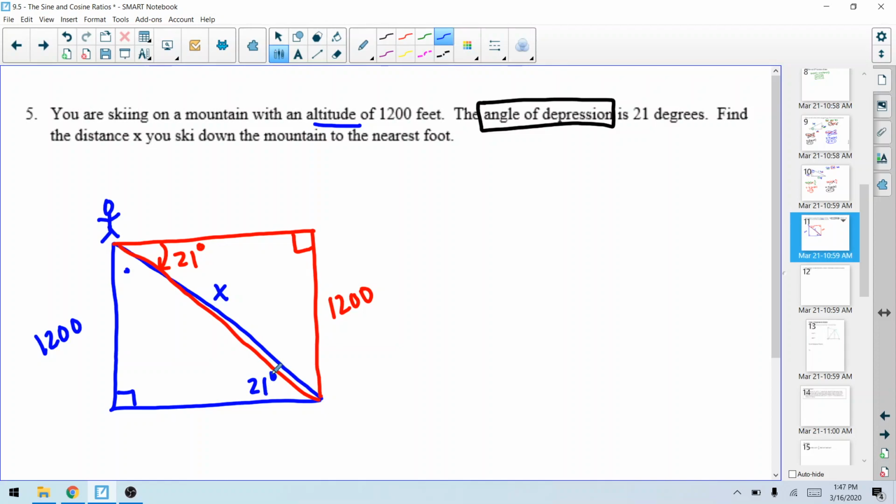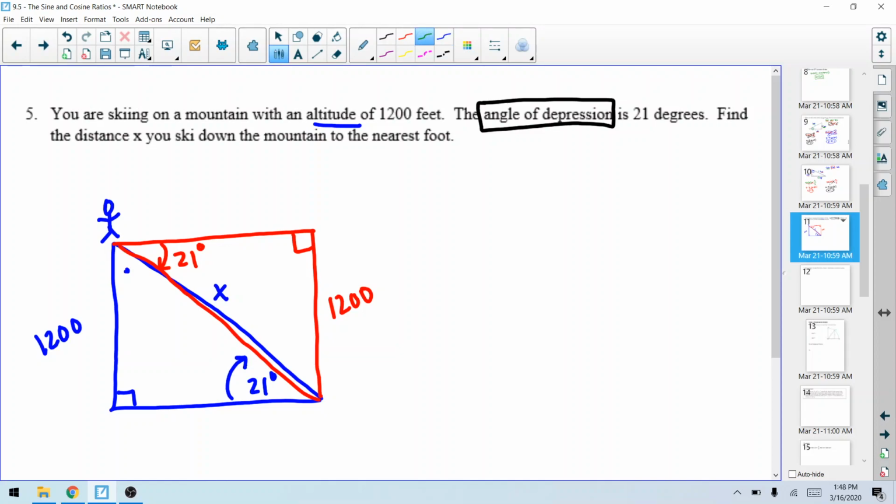So then the other thing you know is that the blue 21 degrees is between the horizontal looking up. The red 21 degrees is between the horizontal looking down. So the moral of the story is that the angle of elevation and the angle of depression are the same thing all the time. You just need to make sure that when you're drawing your picture, you put it in the right spot.